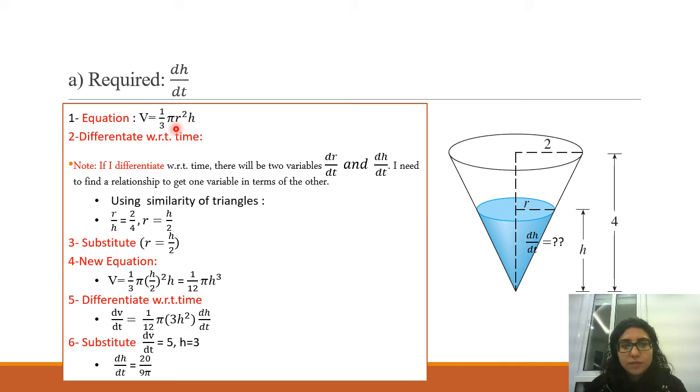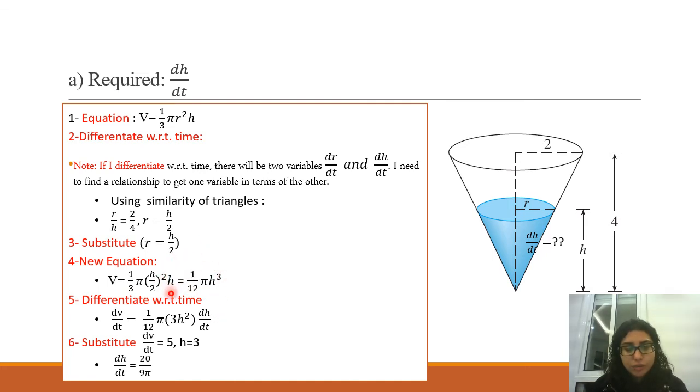So I need to get one of them in terms of the other one, so that at the end I just have one unknown. If there is a relationship between the r and the h, if you look at the cone, yes. We can use similarity of triangles. You see this big triangle, and we have this small triangle. And if we do similarity of triangles, we can find that r over h equals 2 over 4, or r equals h over 2. So this relationship, I will use it, and I will resubstitute in the original equation, so that I would end up with only one parameter, which is 1 over 12 pi h cubed. This is now my new equation.